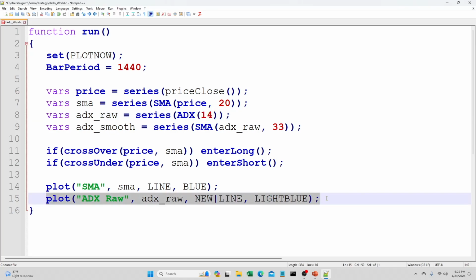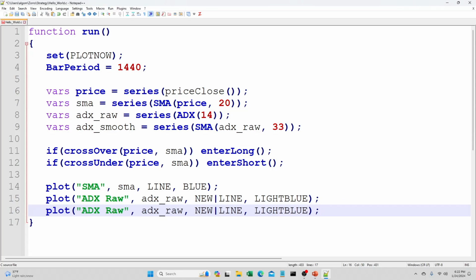Let's plot the second one as well. ADX smooth. And I do not want this one in a new panel. I want it in the same panel like ADX raw. And I'm going to make this blue.